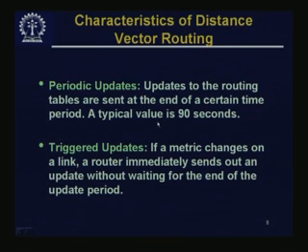There may be triggered updates. If a metric changes on a link, a router immediately sends out an update without waiting for the end of the update period, because this is a very high speed thing. The 1.5 minutes that we mentioned earlier may be very fine when nothing much is happening, but when some link has gone down or has become really congested and some parameter has changed, at that point a router may not wait for the lapse of that 1.5 minutes and sends immediate updates triggered by some kind of an event. So, there may be triggered updates.